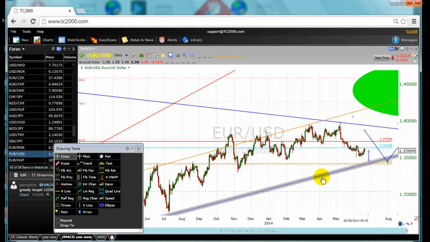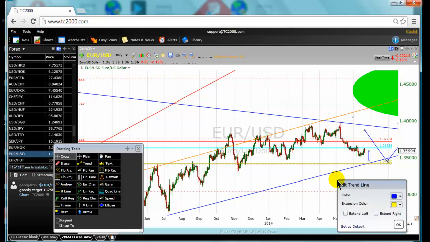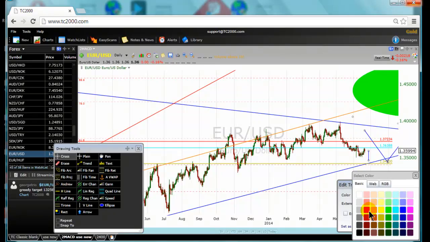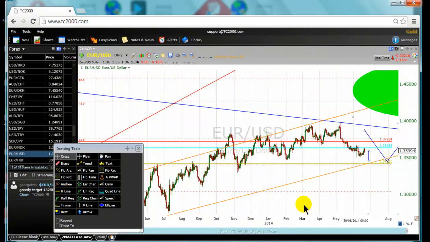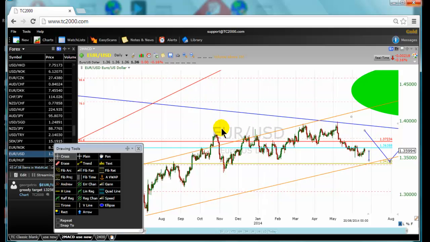Okay, the orange channel. If you want to buy, you want to pay attention to the market pattern. Otherwise, you are fighting the market. So the market pattern is bullish. In fact, we drew this line on the monthly chart, remember?